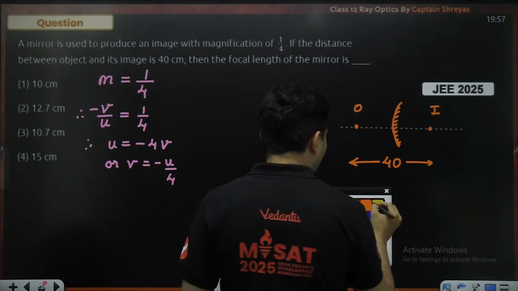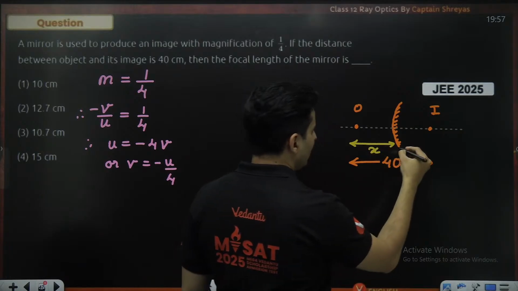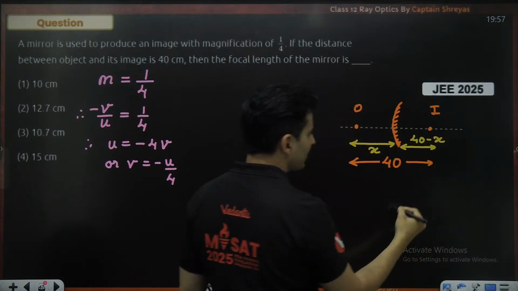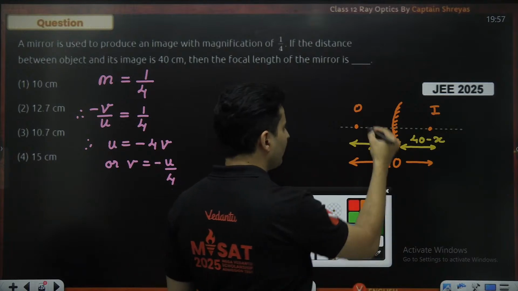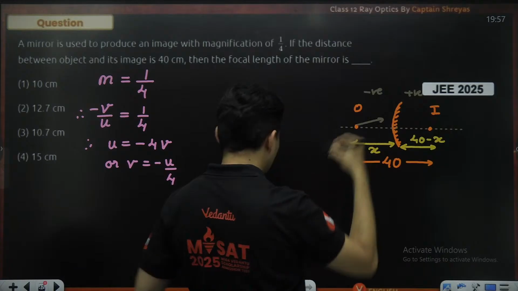Now what I will do, I'll make an assumption. Let's assume this distance to be x. So naturally this will be 40 minus x distance wise. And we can see clearly the rays from the object will go like this. So this is the positive side, this is obviously the negative side.